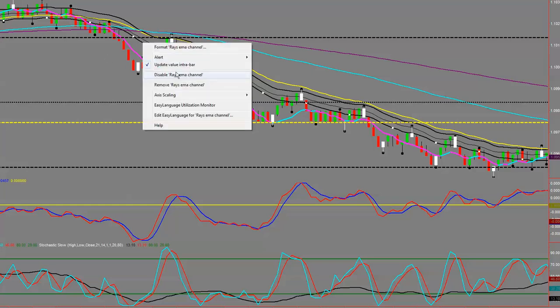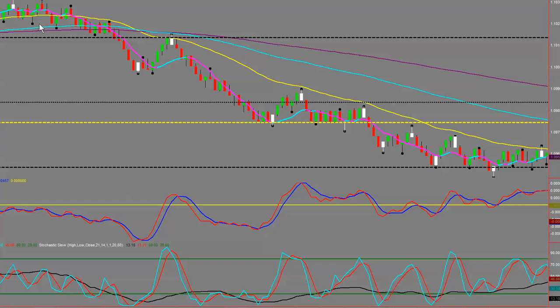Actually, what I'm going to do is just disable my channel. So see here, we punch through a pivot, we go through, I wait for the pullback, then I enter the short, and you can see we bounce off that pivot beautifully. Now we can see here by my 200, the 89 and the 34, we've got a definite downtrend here.